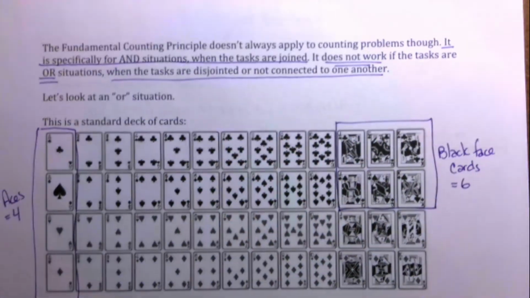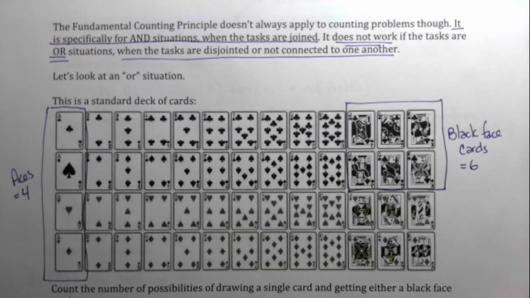Okay, so the fundamental counting principle doesn't always apply to every problem. It's specifically for AND situations where the tasks are joined. It does not work if the tasks are OR situations, when the tasks are disjointed or not connected to one another. So OR would be our union examples from our set theory.